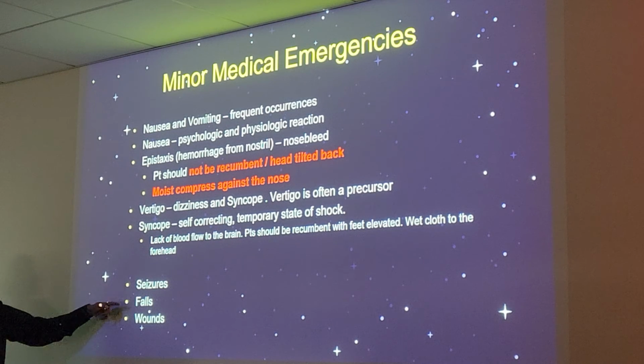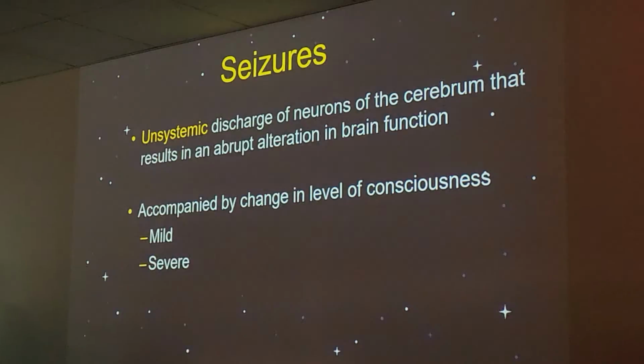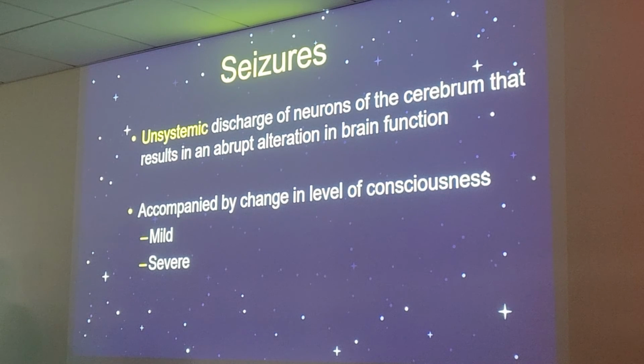And then we have seizures, falls, and wounds, which are also minor medical emergencies. So what are seizures, or what happens? It's an unsystematic discharge of neurons of the cerebrum that results in an abrupt alteration in brain function. So basically your neurons in the brain are misfiring and not functioning properly, which leads to seizures. And we have mild to severe seizures.